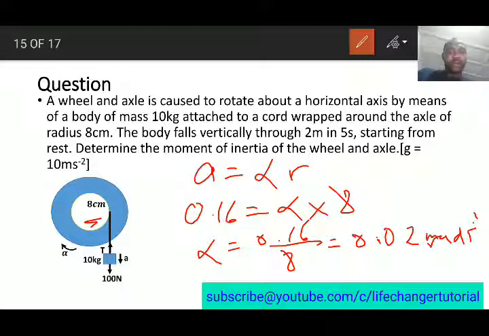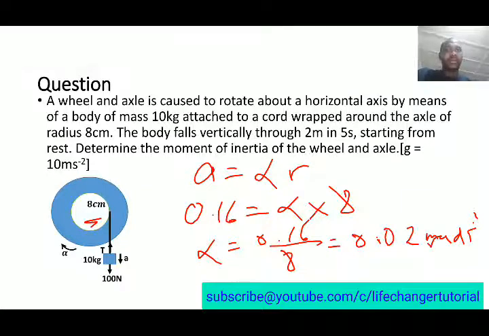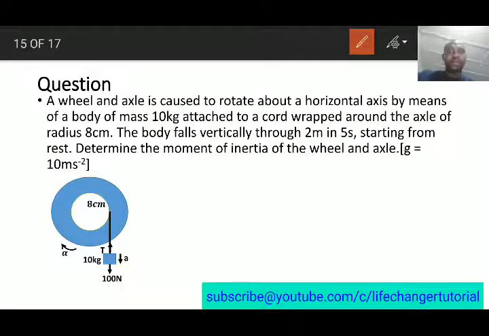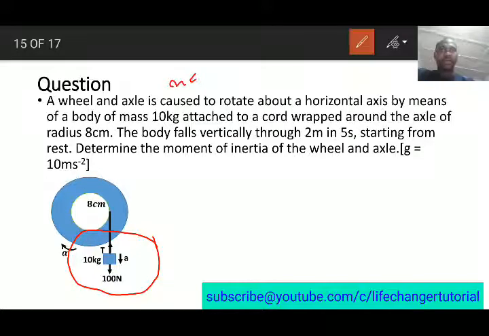Now we are also going to see here that there is a relationship between the tension and the weight. You notice that the weight, 100 newtons, is acting downwards. The mass is 10 kg, and we are given g to be 10 meters per second squared. So mg, making it 10 times 10, is how we got 100 newtons. So you can see that there's a relationship between 100 and T.